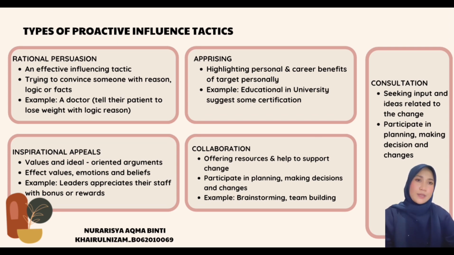So I will present about the types of proactive influence tactics. There are 11 types of proactive influence tactics, but I will present only 5. So the first one is rational persuasion. That is an effective influencing tactic because they are trying to convince someone with reason, logic and facts. So the example is a doctor. A doctor will tell their patients to lose weight with logical reasons. So the patient will listen and try to do what the doctor said.